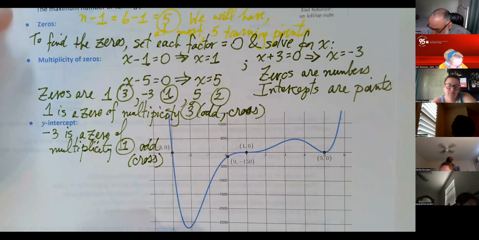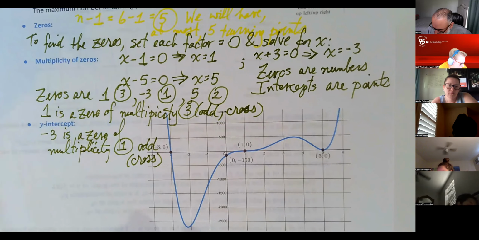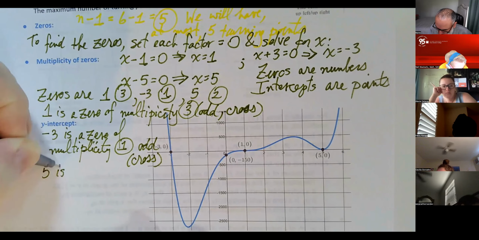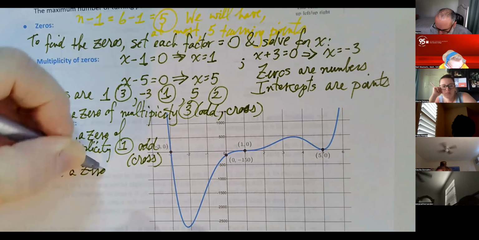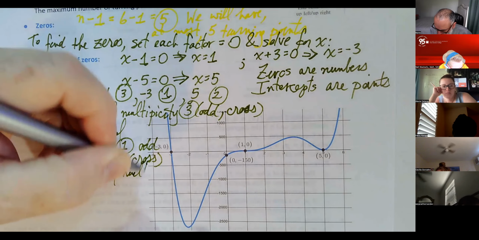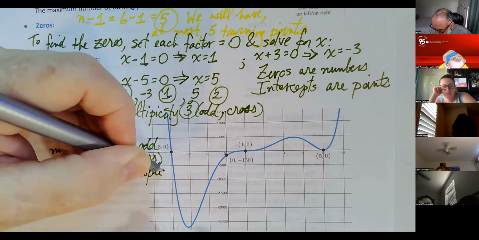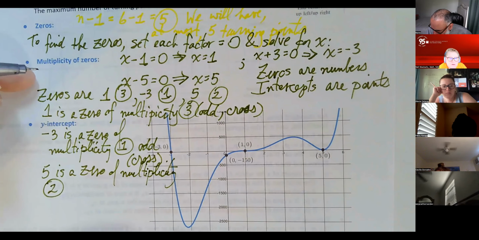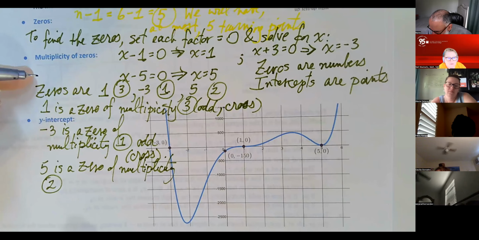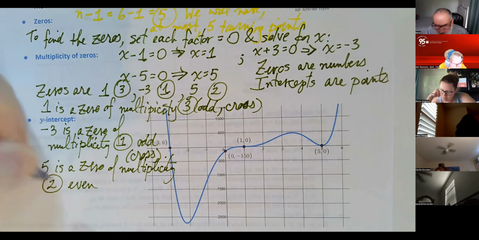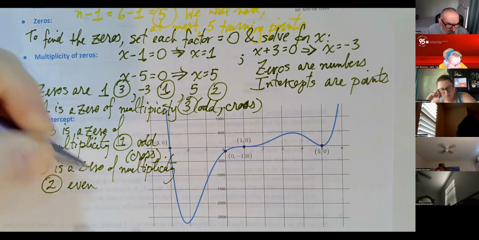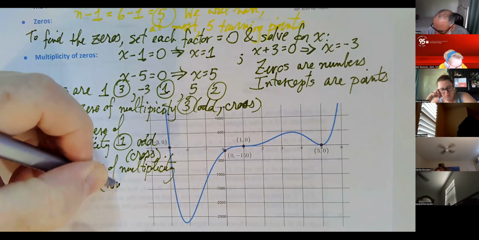And finally, we've got -3, we've got 1, and we have 5 is a 0 of multiplicity equal to 2. Is 2 even or odd? Even. Good. If it has an even exponent on that factor, or even multiplicity, the graph touches.